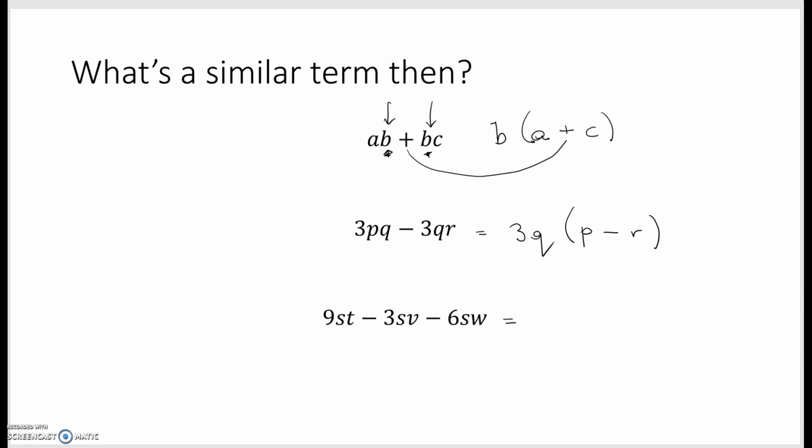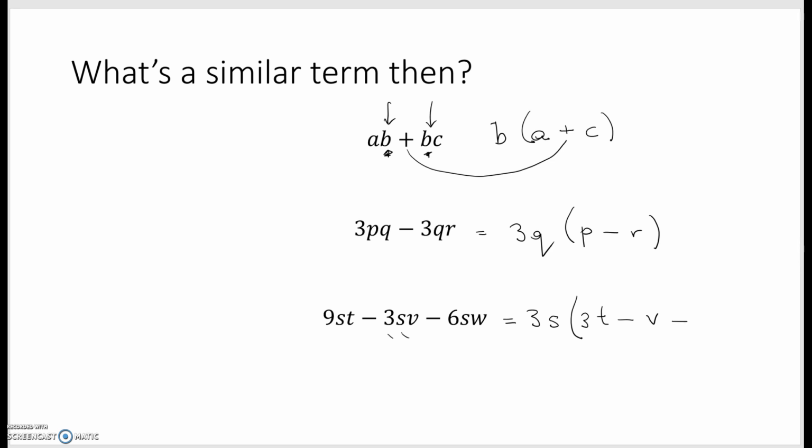Now the last one's a lot more complicated. Let's look at what's common. So we can't do anything as it stands, but we can factorise. We could take out a factor of 3, and we could take out a factor of S. And then we're left with 3 times what is 9? That must be 3. And we need a T in there. Then we've got the 3 and we've got the S, so we just need a V.